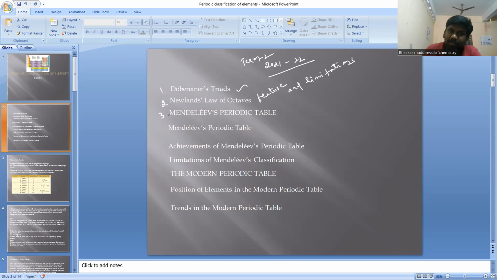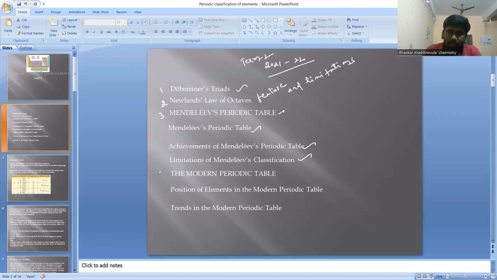Next, the third topic is Mendeleev's periodic table. This is a somewhat bigger topic when compared to Dobereiner's triad and Newlands' law of octaves. Under that we need to study the main features of Mendeleev's periodic table, the achievements of Mendeleev's periodic table, and the limitations of Mendeleev's periodic table. We need to study the features, achievements and limitations. We'll cover that also.